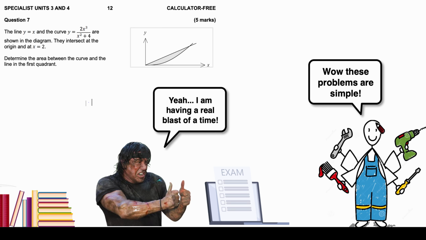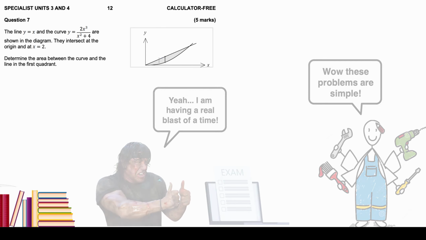So in order to find the area enclosed between these two curves, we're going to have to integrate the vertical distance between the two curves between 0, or the origin, and where they intersect again at x equals 2. The way that we integrate the vertical distance between them is that we take the definite integral from 0 to 2 of the top function, y equals x, subtract the bottom function, which is 2x cubed over x squared plus 4.